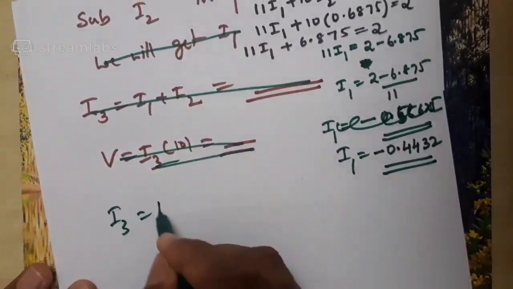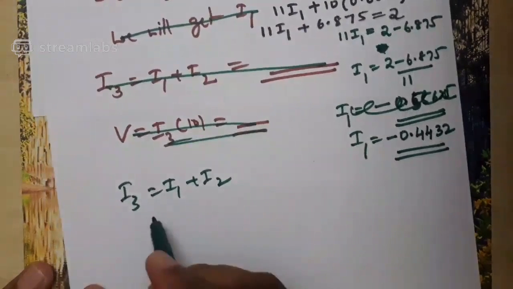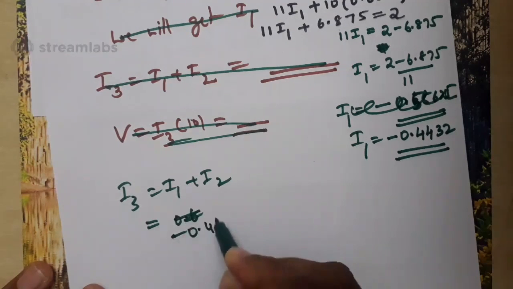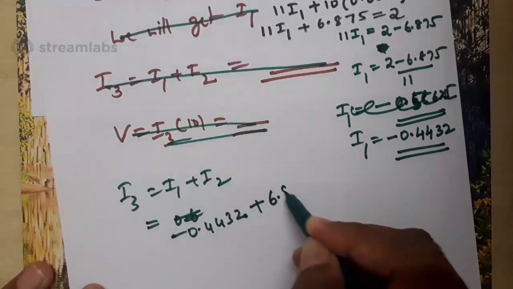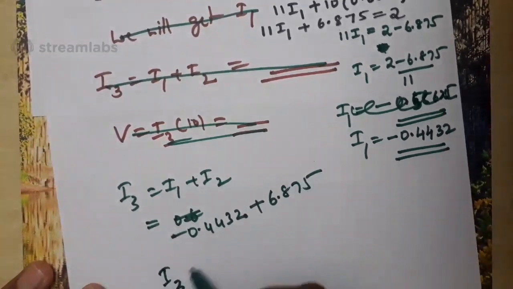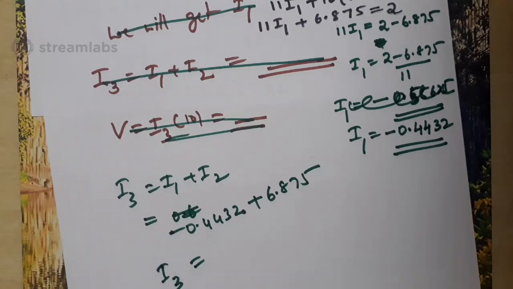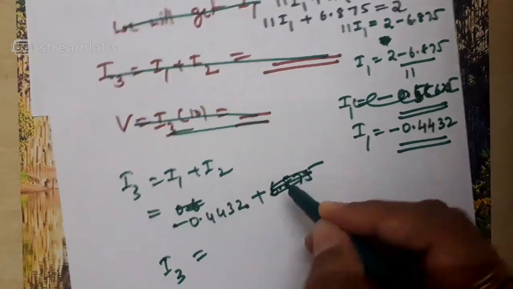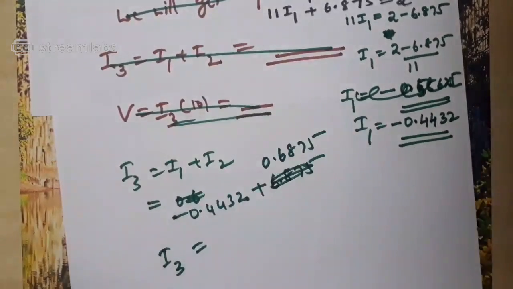So I3 will be equal to I1 plus I2. I think you're listening. So I1 is surely minus 0.4432 plus I2. You'll get I3 nearly 0.25. Sorry, it's not 6.875, it is 0.6875. Please don't make a mistake. 0.6875 minus 0.4432.